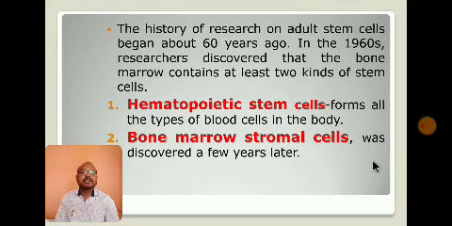First of all, we see the historical background, how stem cell research began over the last 60 years, starting from the 1960s. The research discovered that the bone marrow contains at least two different kinds of stem cells. One is the hematopoietic stem cell, which forms all the types of blood cells in the body. The second one is the bone marrow stromal cells, discovered a few years after this research.